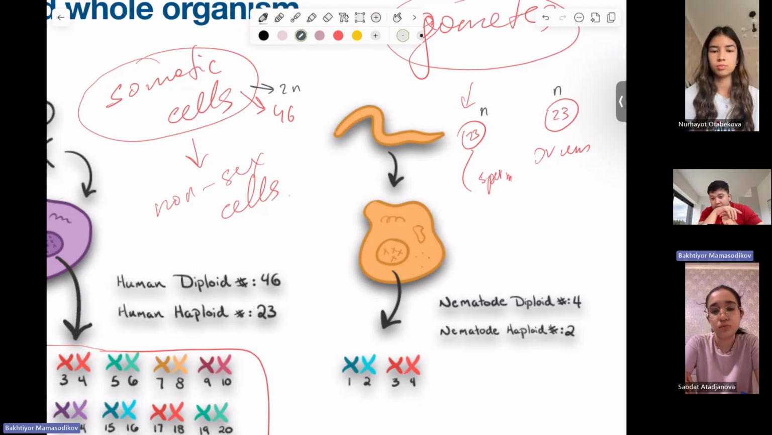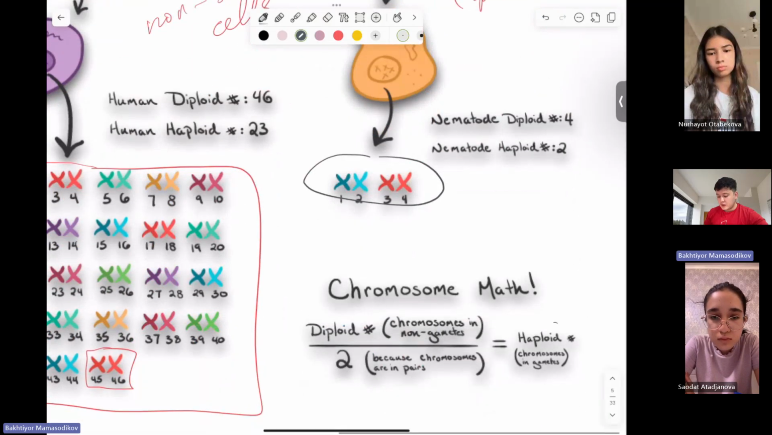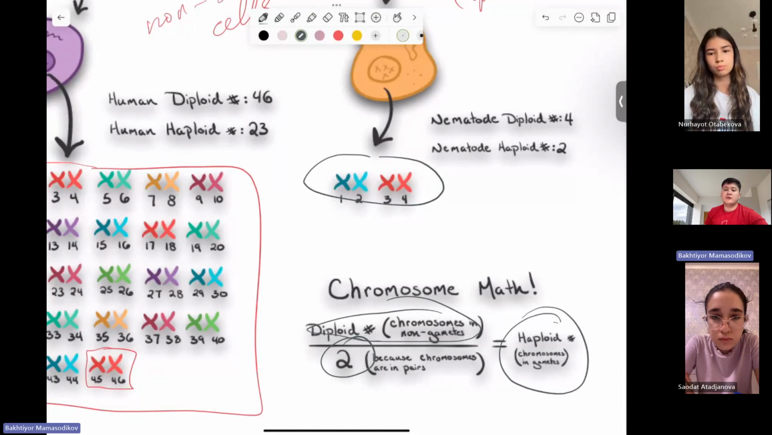Okay? So other organisms like nematodes have fewer chromosomes. In this picture, you can see their diploid number is 4. Their haploid number is 2 in nematodes. So how to find the haploid number? You just divide the diploid number by 2, and you will get the haploid number of the chromosomes.